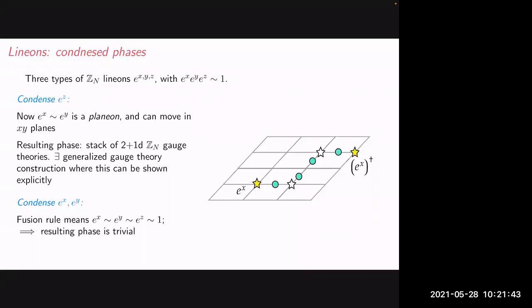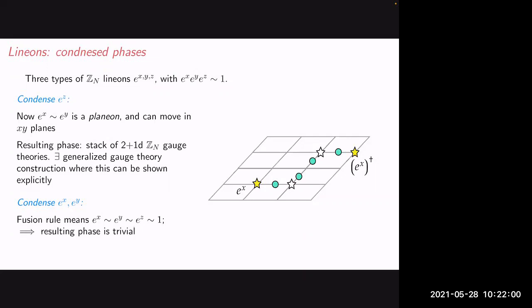And so a natural guess for what the resulting condensed phase is simply a stack of a bunch of 2+1 dimensional deconfined Z_N gauge theories, where the stacks are in the XY plane, and the gauge charges of the Z_N gauge theories are identified with the e particles.